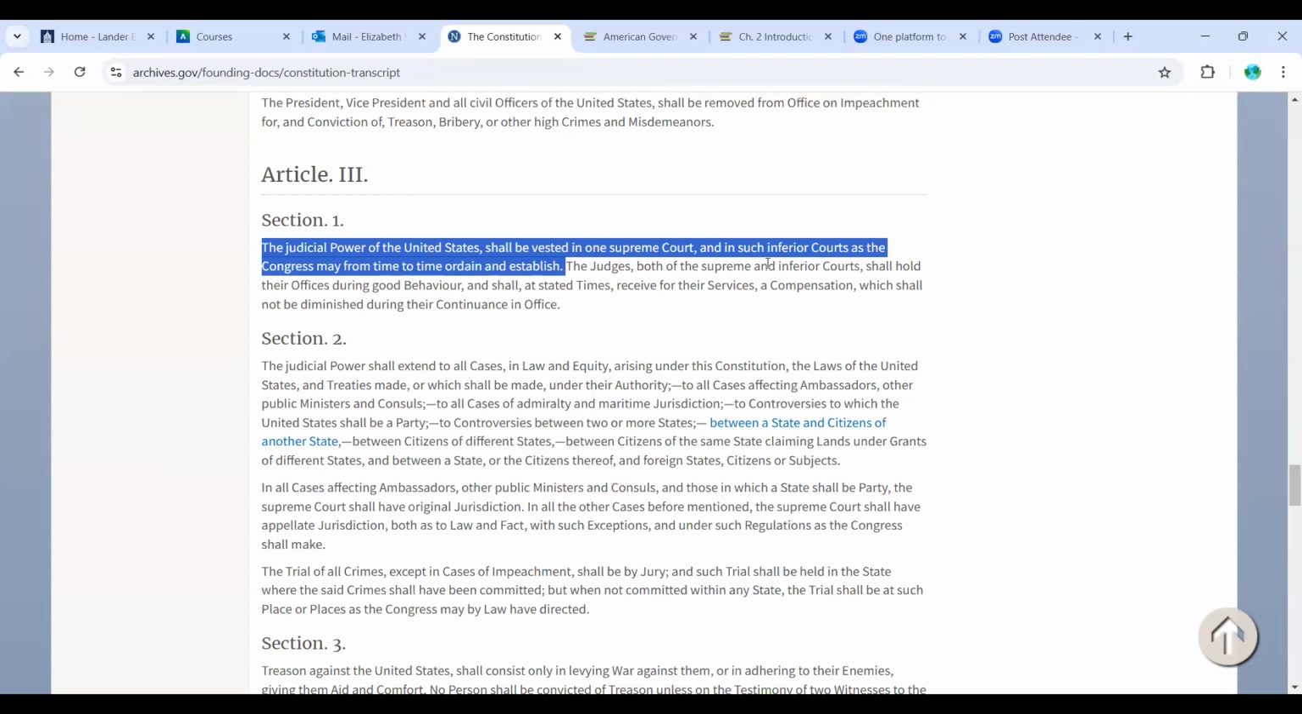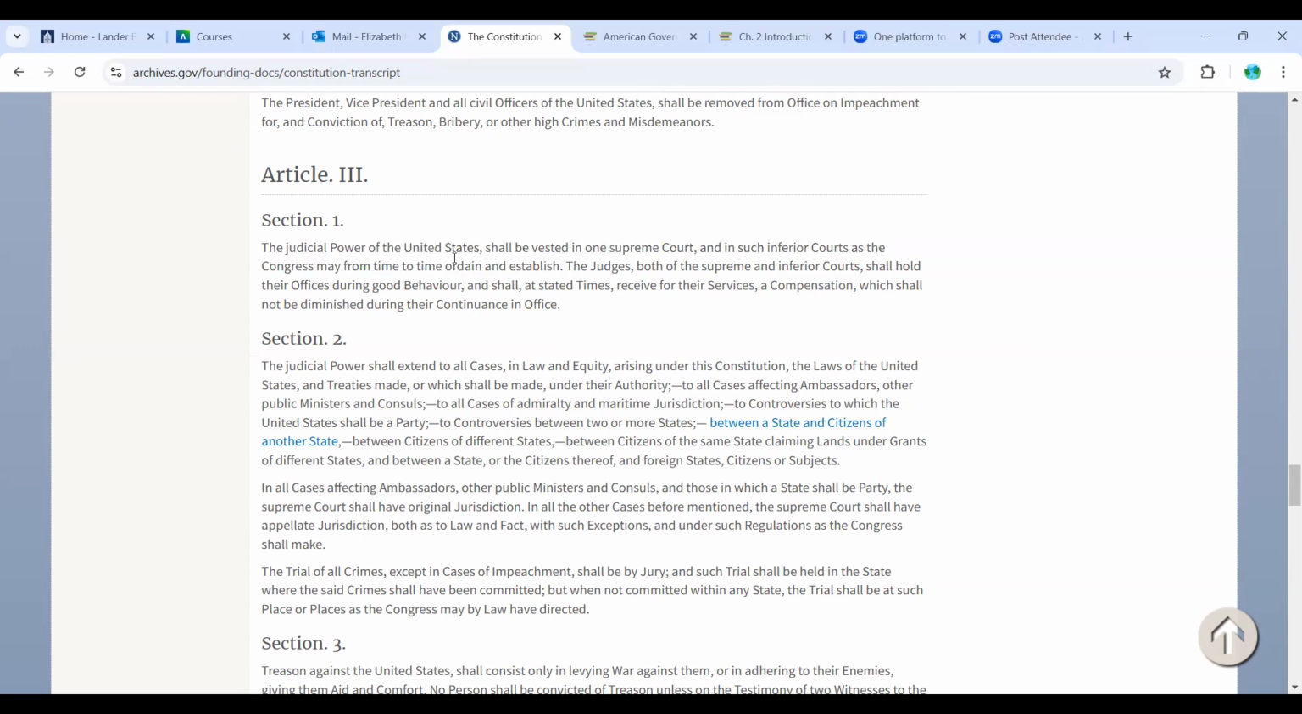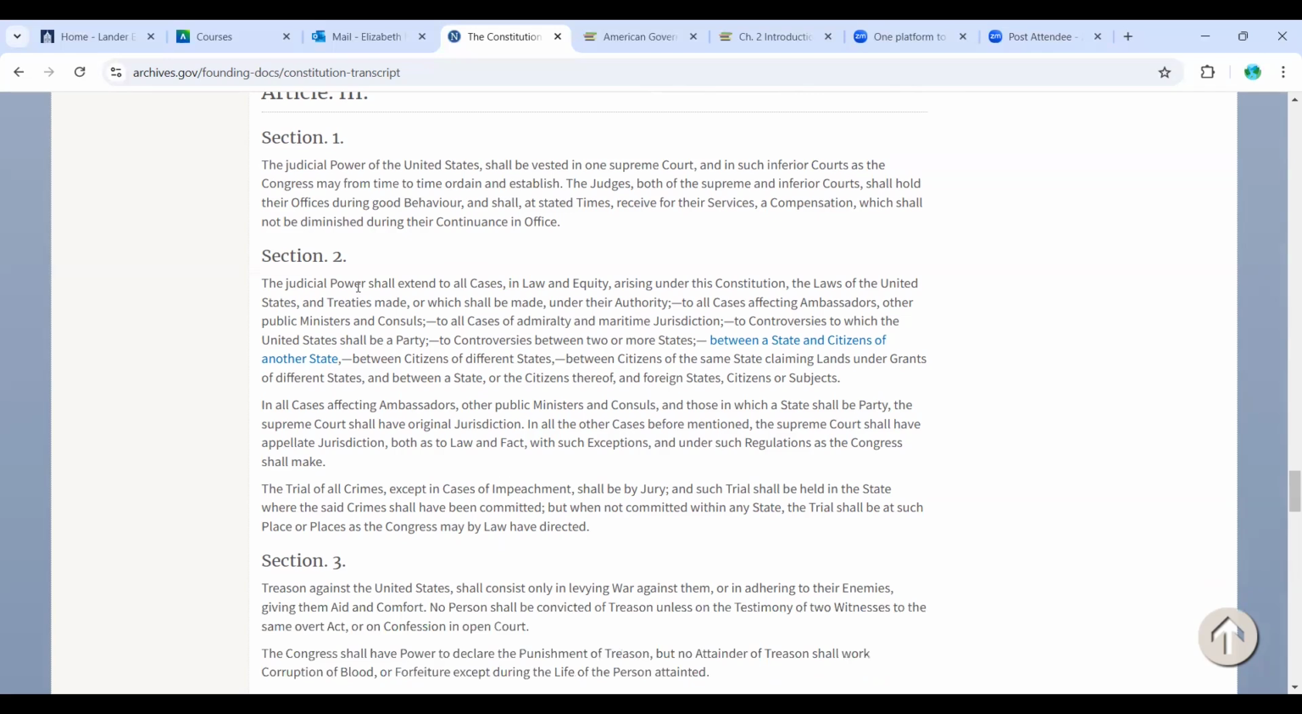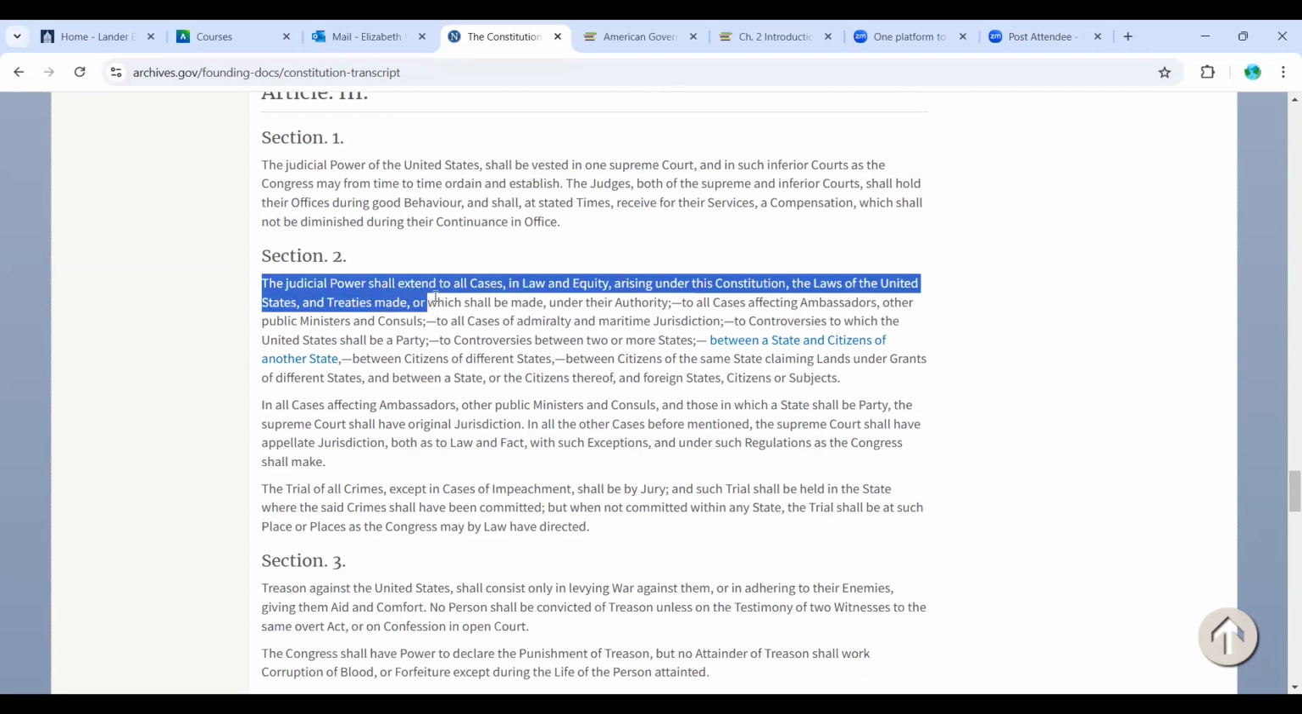We have 13 circuit courts and 94 federal district courts. So the judicial branch is more than just the U.S. Supreme Court. It's many, many courts. And their power is to interpret the Constitution and the laws of the United States. And that power is enumerated, just like the other 2 branches. The powers of the judicial branch are enumerated and limited to just what is set forth here in Section 2.